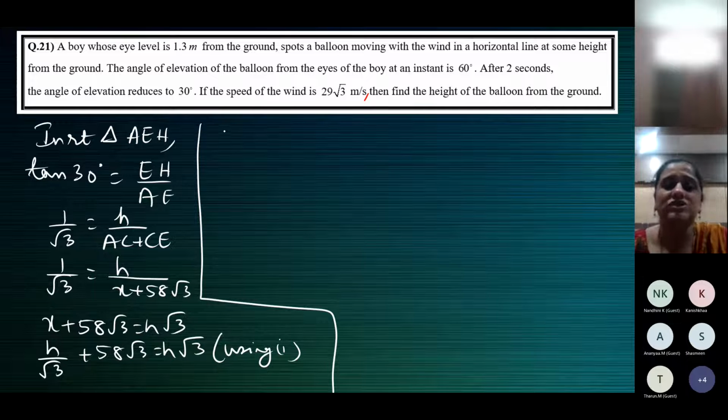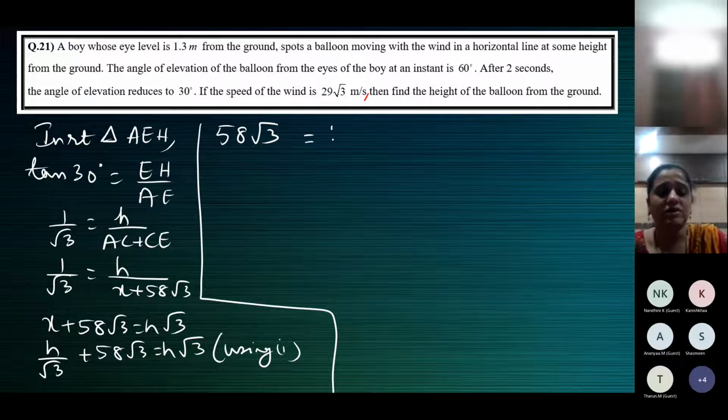Since you're finding the value of H, collect all the H terms on one side. See this 58 root 3, if it goes to the other side, it becomes minus 58 root 3. Don't get scared, the minus and minus will get cancelled. Or if you don't want it to become negative, you can have it on this side. 58 root 3 is equal to H root 3 minus H by root 3.